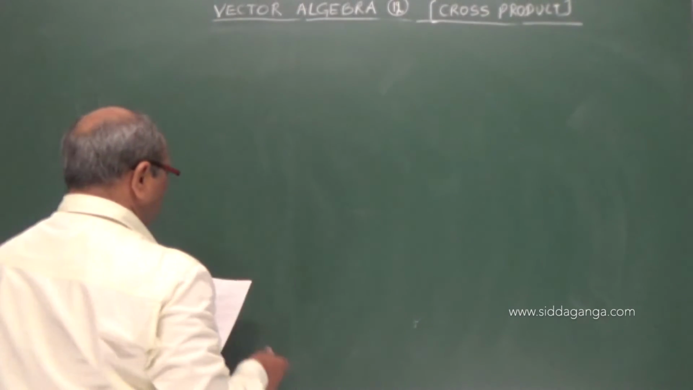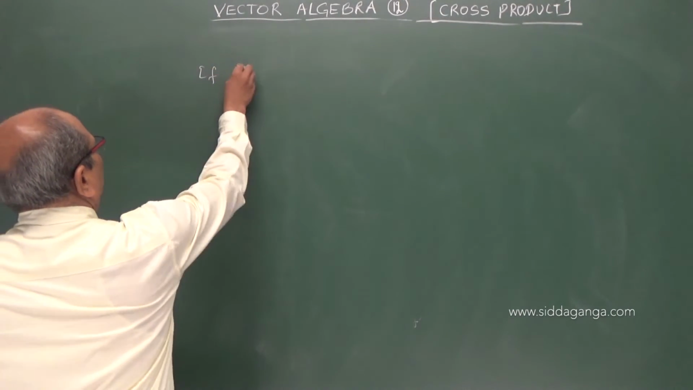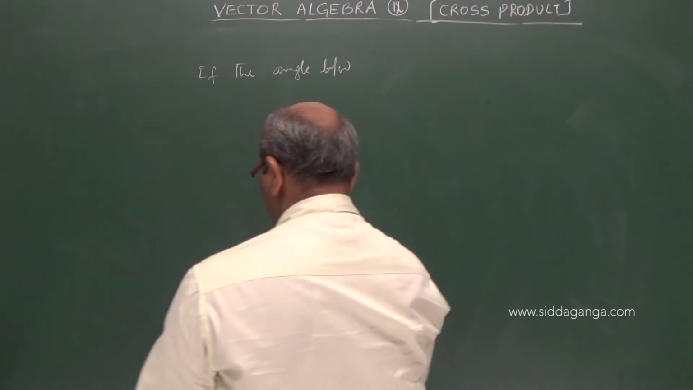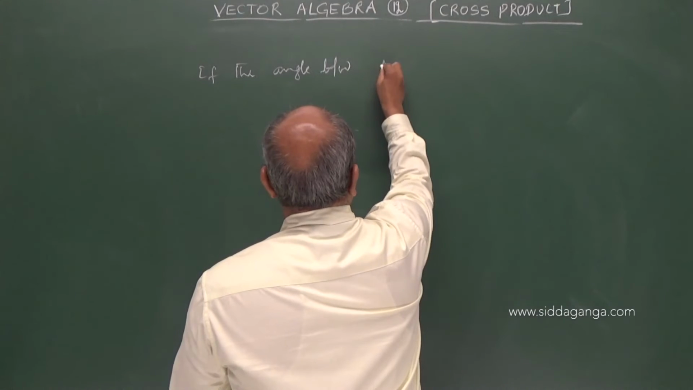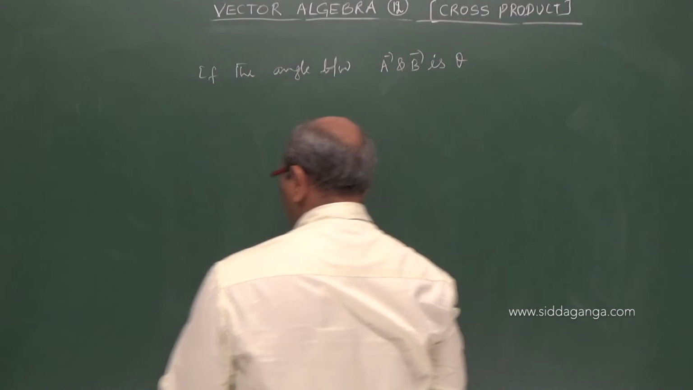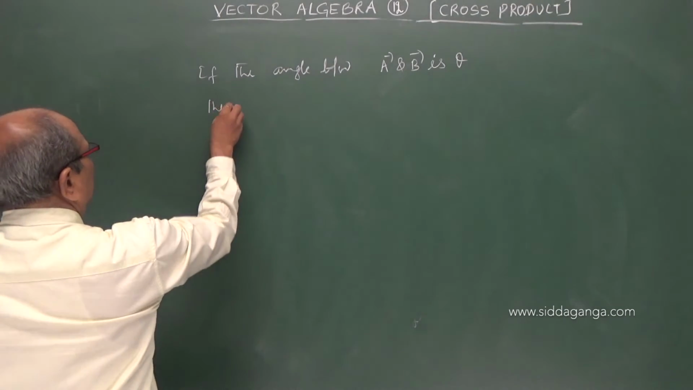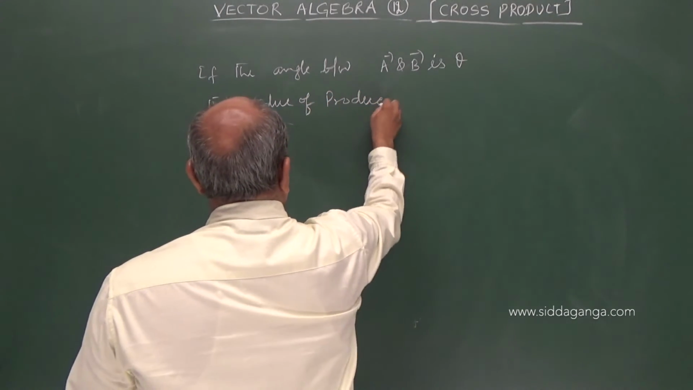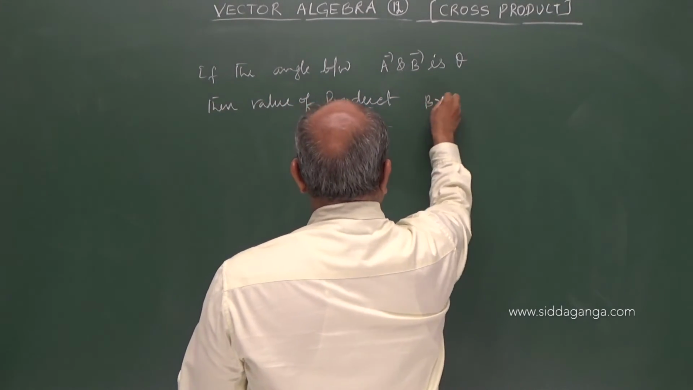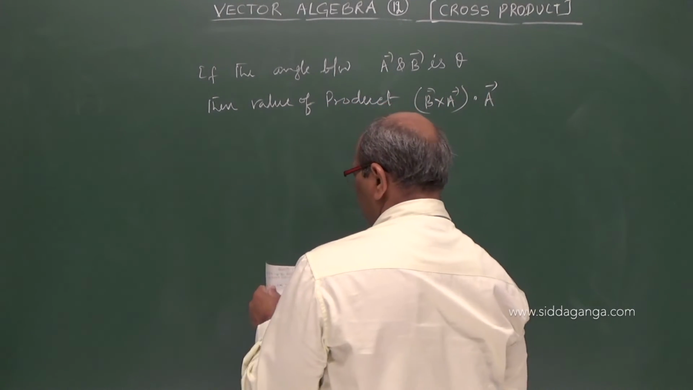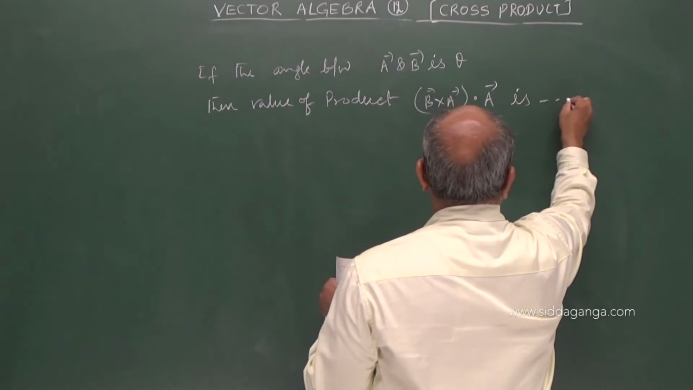So another simple empirical question: if the angle between A and B is theta, then what is the value of the product B cross A dot A?